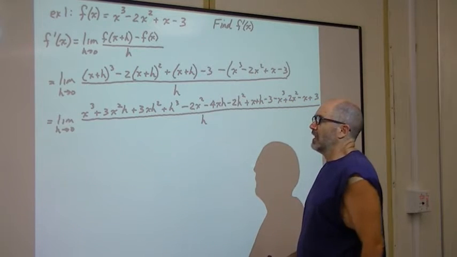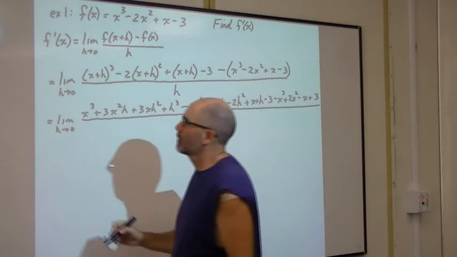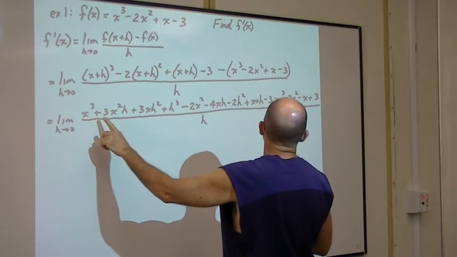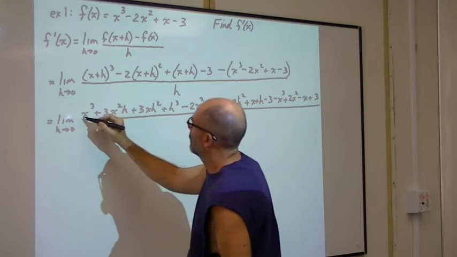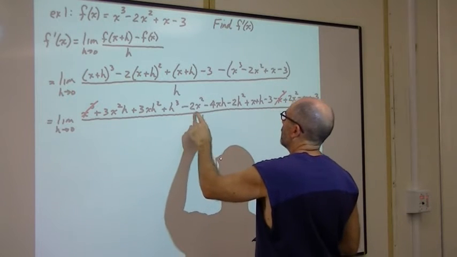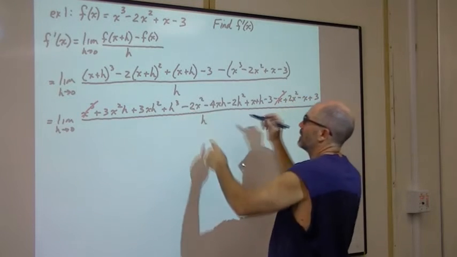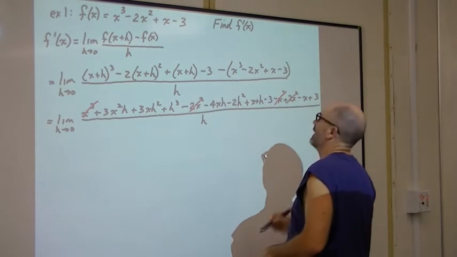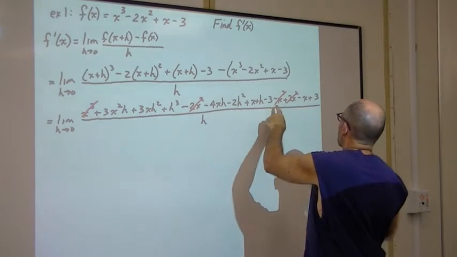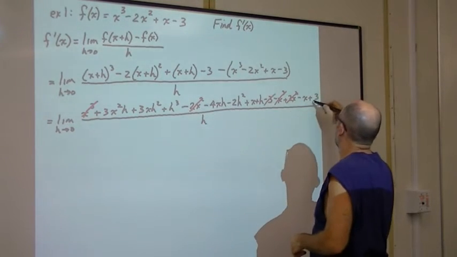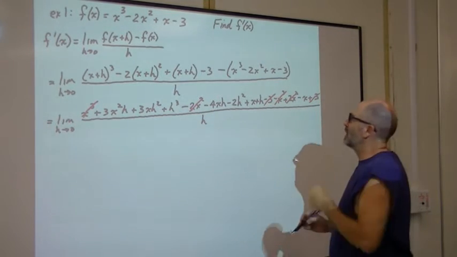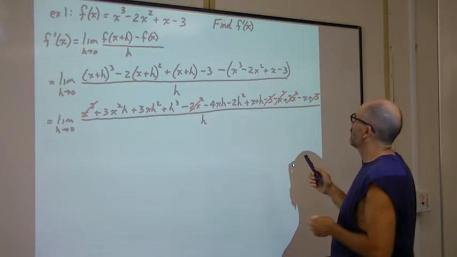Now, let's see what we can get rid of. Notice I have an x cubed and here's a minus x cubed. Bam, they're gone. Then I have a minus 2x squared, here's a plus 2x squared. They're out of here. Then we have a minus 3 and a plus 3. Hasta la vista, baby.